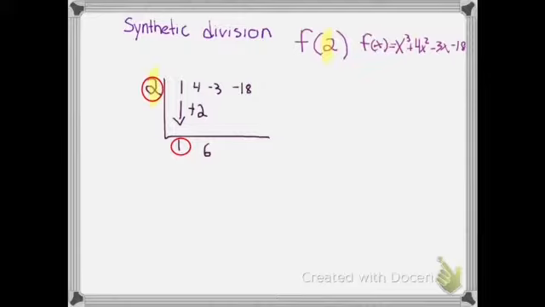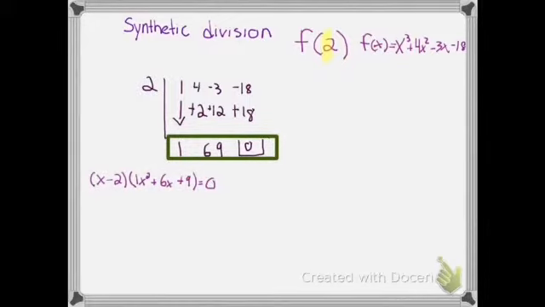You do the same thing, and you times the 2 with the 6. You repeat that step 2 more times, and then you'll get 1, 6, 9, 0. Your answer from the chart will be equal to x minus 2 times x squared plus 6x plus 9 equals 0. You make the x minus 2 because you switched the signs.